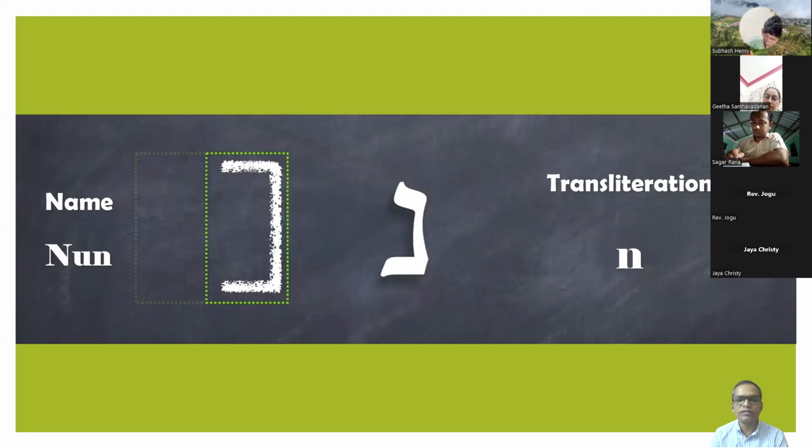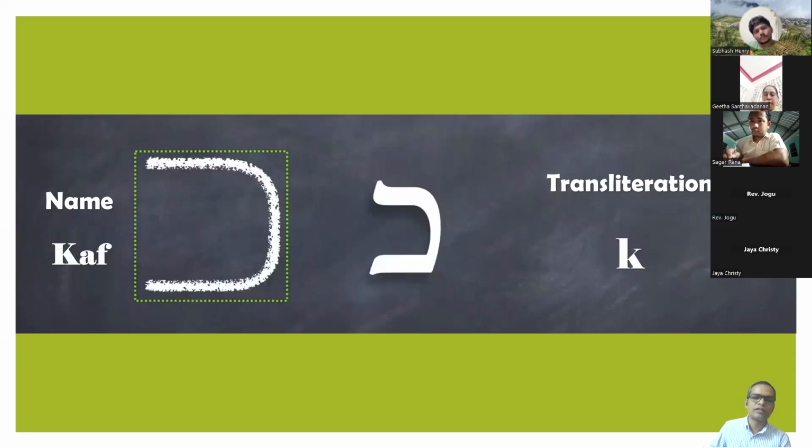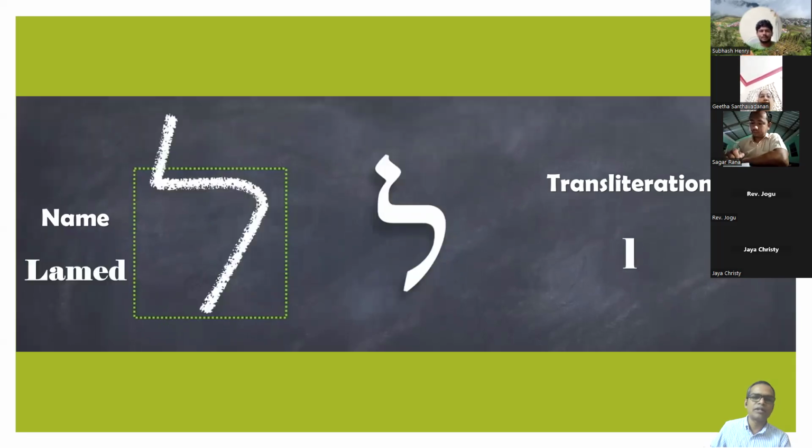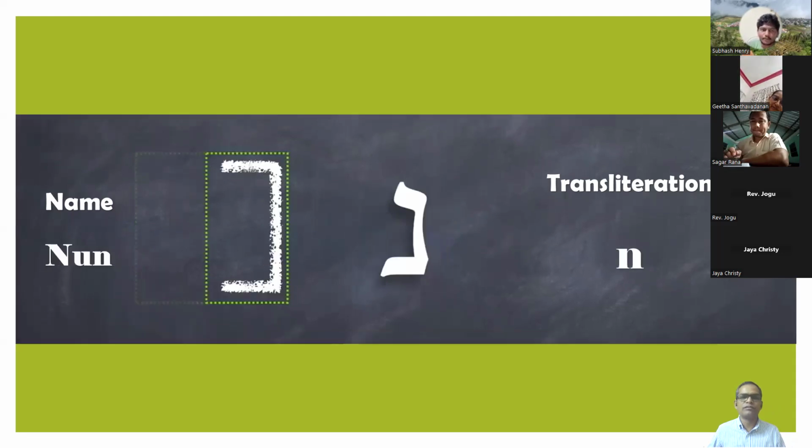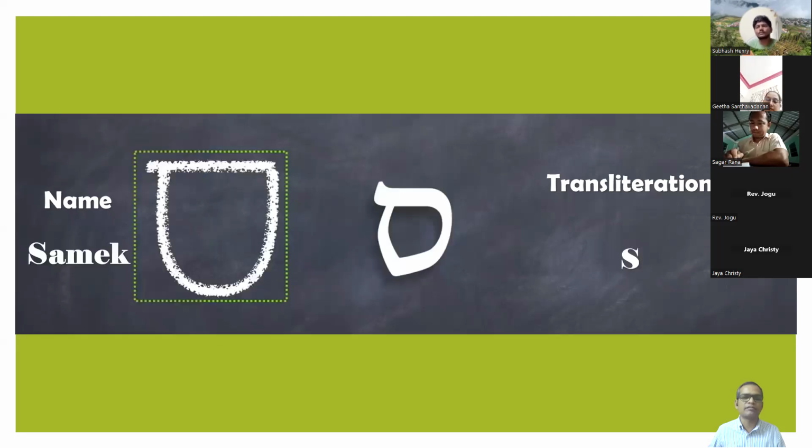So Nun, the transliteration is N. So once again, Kaf, transliteration K, Lamed, transliteration L, Mem, transliteration M, and Nun, transliteration N.